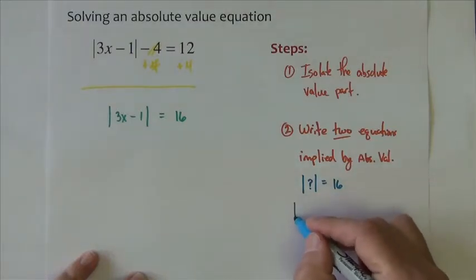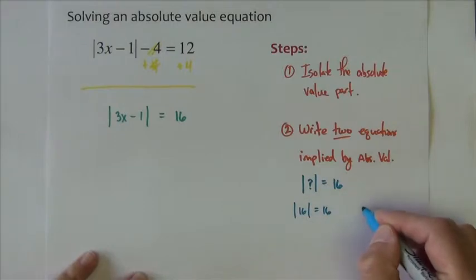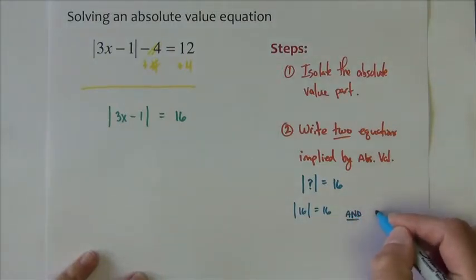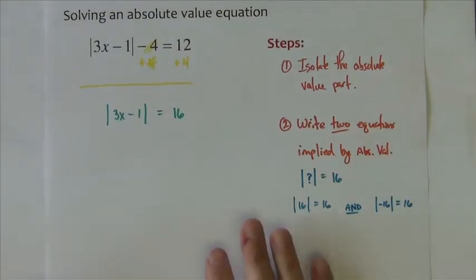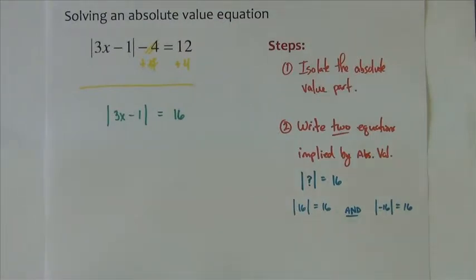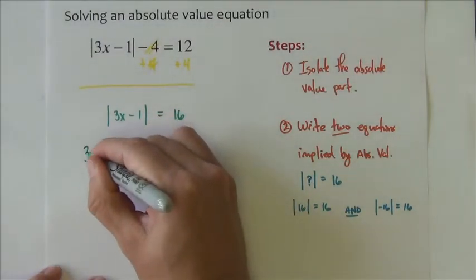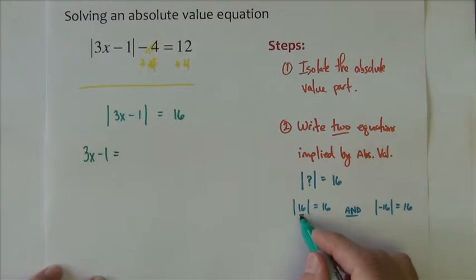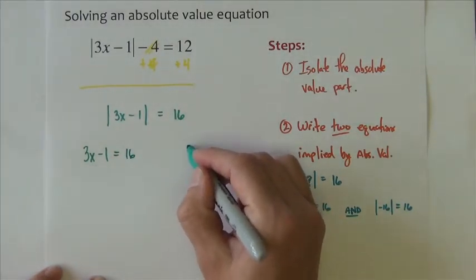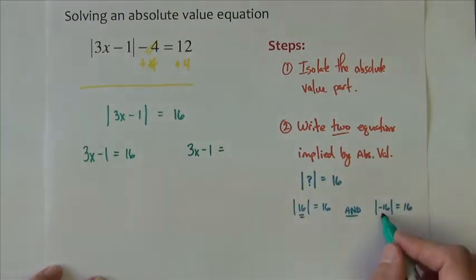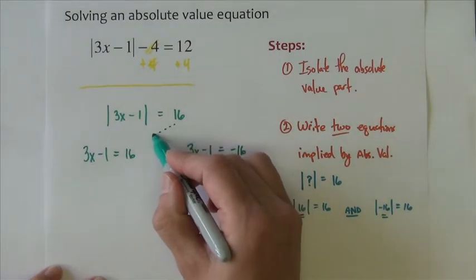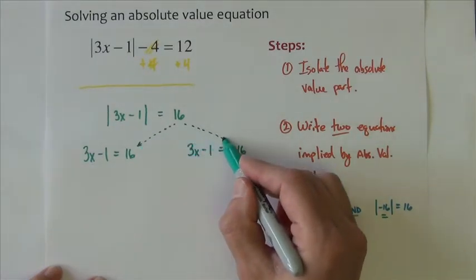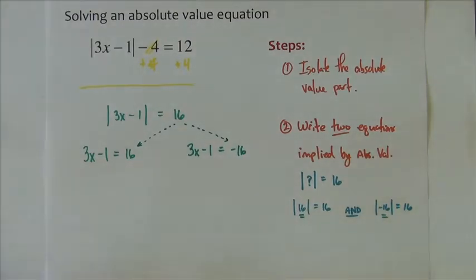Well, the answer would be that the absolute value of 16 is equal to 16, and the absolute value of -16 is equal to 16. So, in other words, the stuff inside the absolute value bars, the 3x minus 1, could be equal to 16, and the 3x minus 1 could be equal to negative 16. Okay, so really we're just kind of splitting this up. We're taking the 16 and its opposite, negative 16, writing two equations.